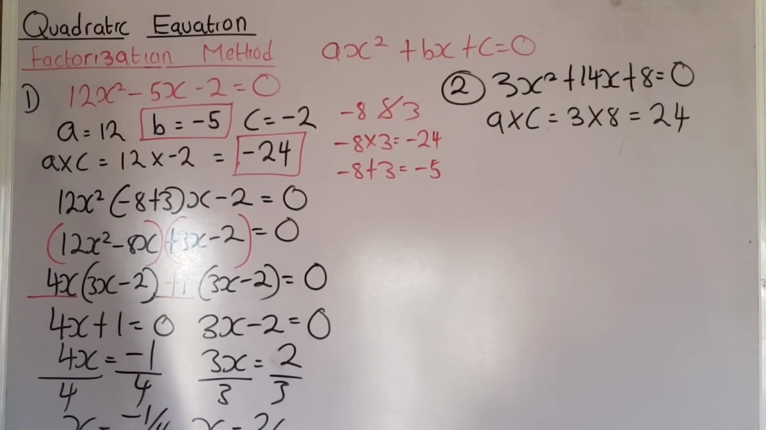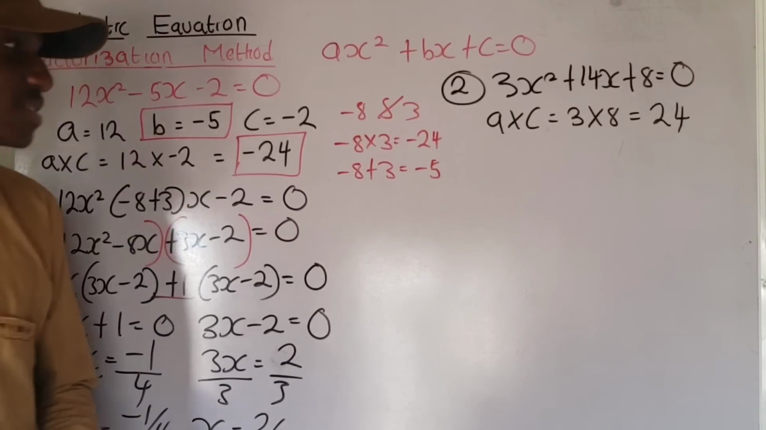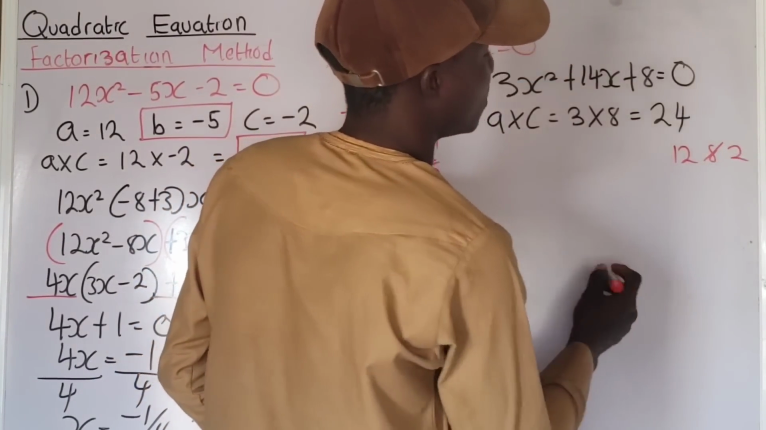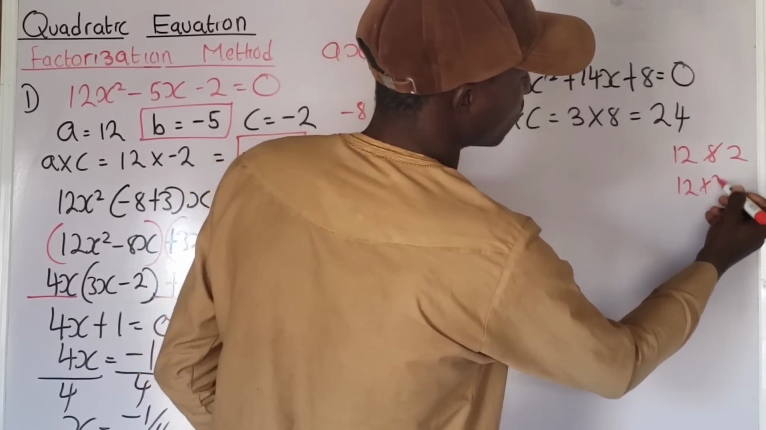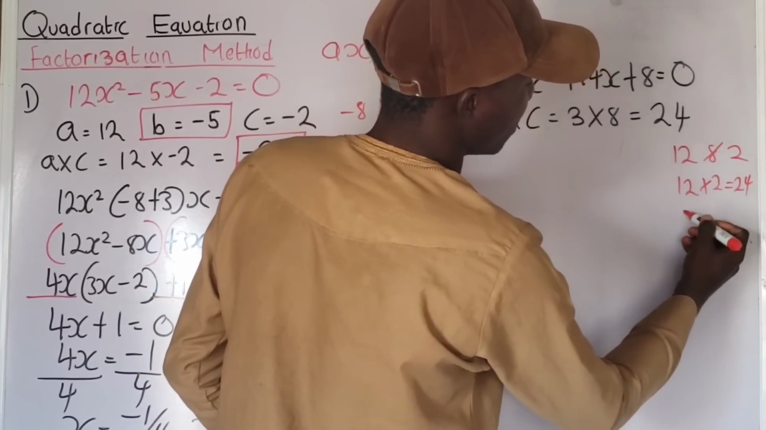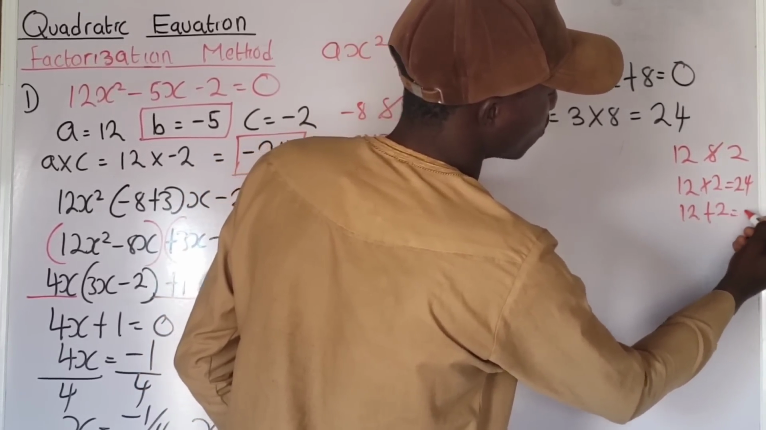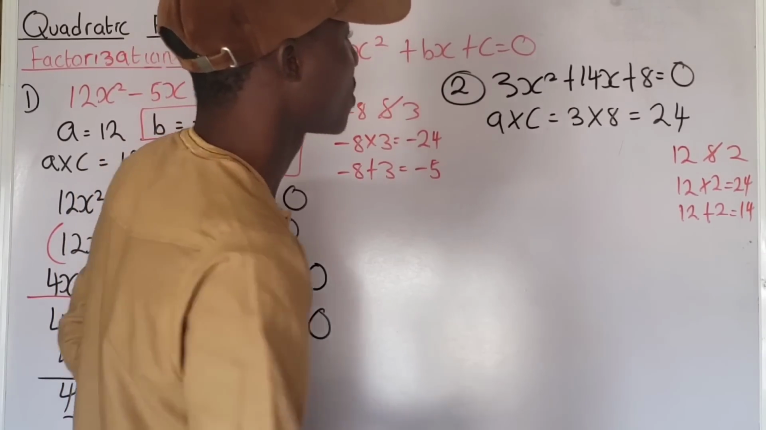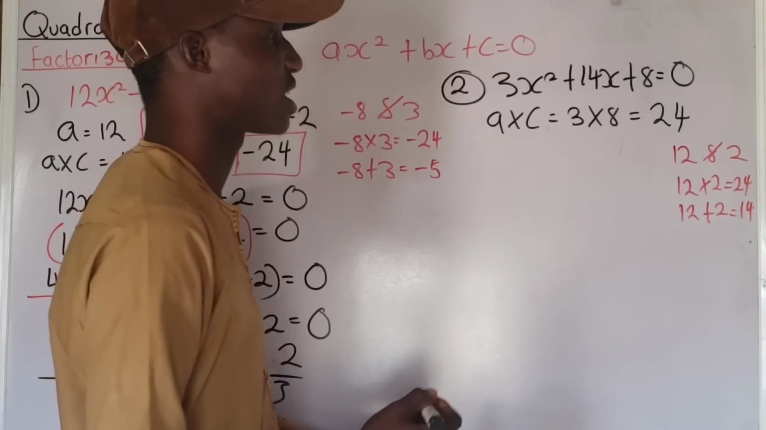If you get it right, the two numbers are 12 and 2. Let's try it. 12 multiplied by 2 equals 24, you understand? And 12 plus 2 equals what? 14. So that means the two numbers that we need are 12 and 2.